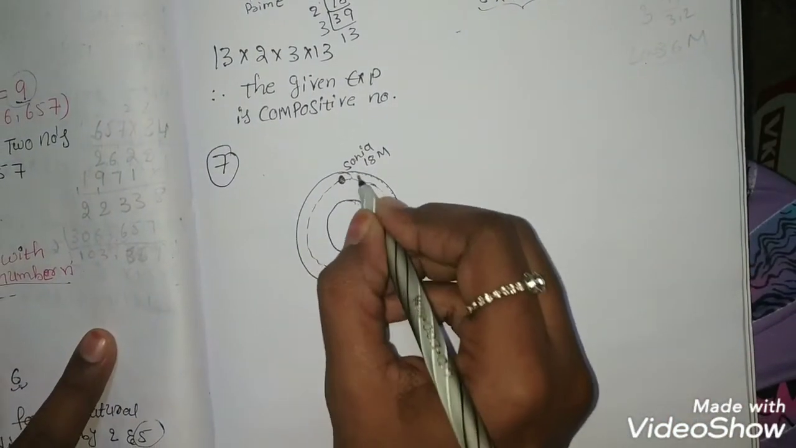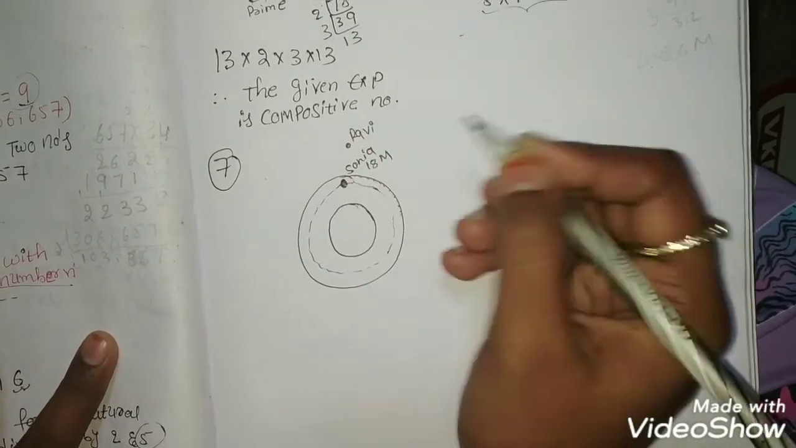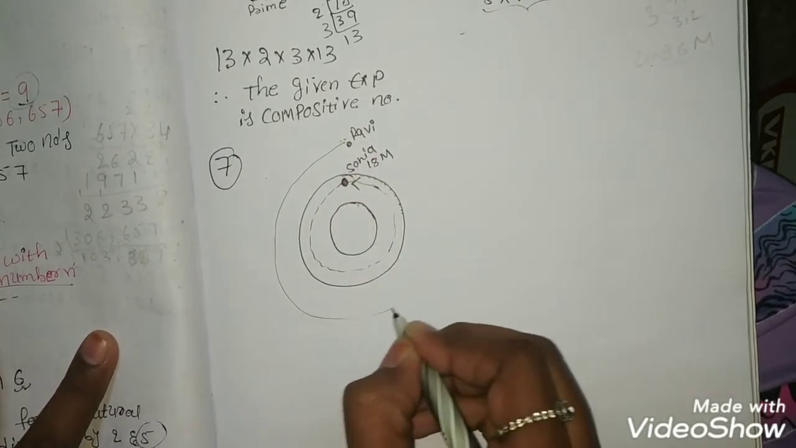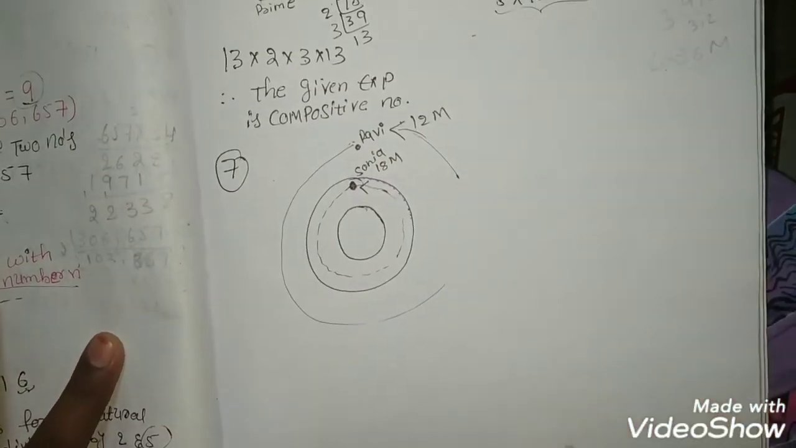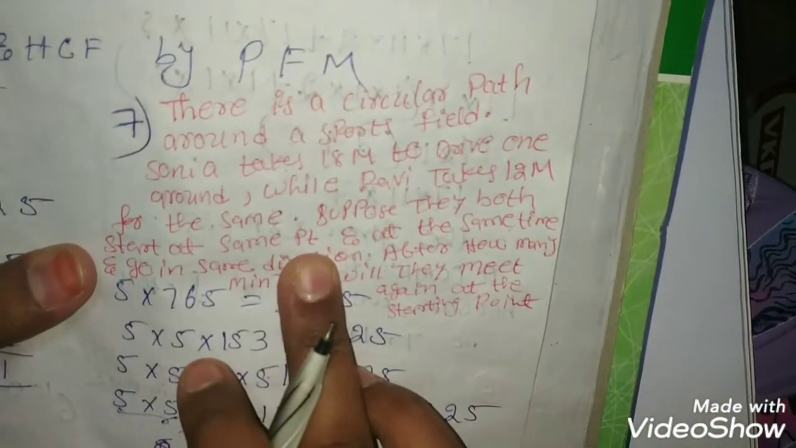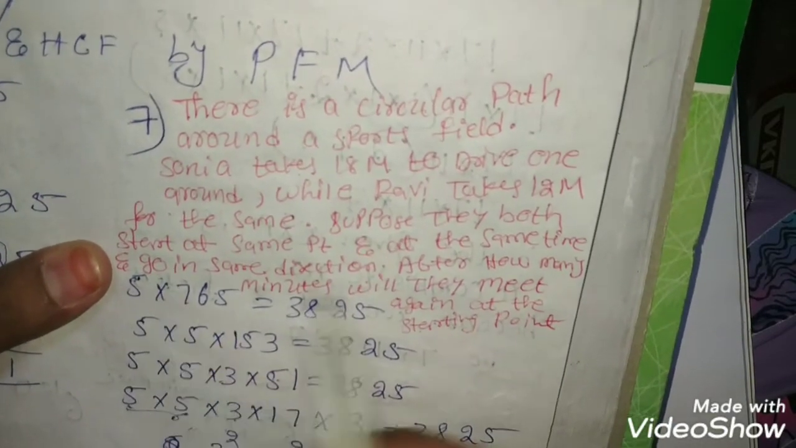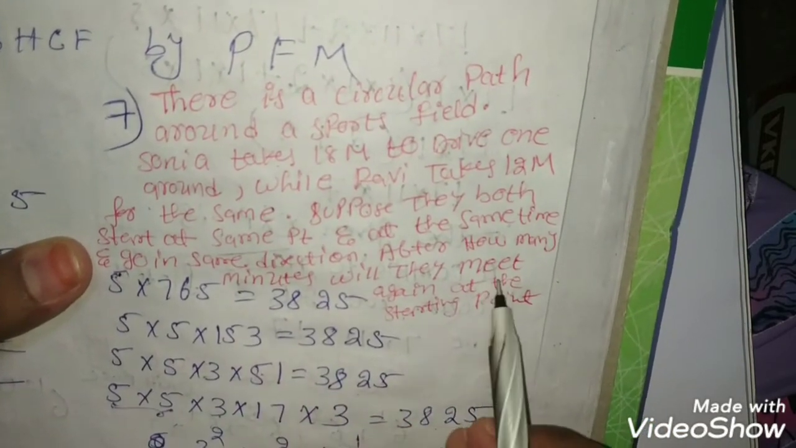Ravi, to take one complete round, needs 12 minutes, right? And look at what the question says: takes 12 minutes for the same. Suppose they both start at the same point and at the same time and go in the same direction. After how many minutes will they meet again at the same starting point?